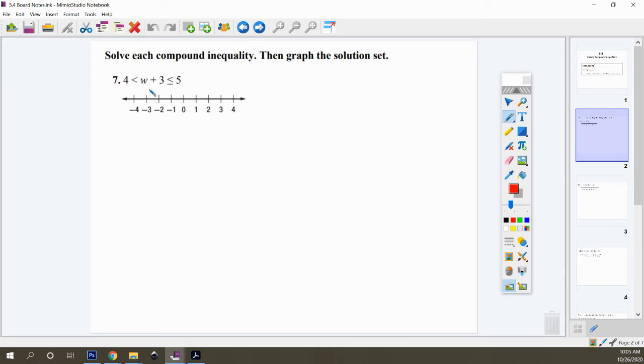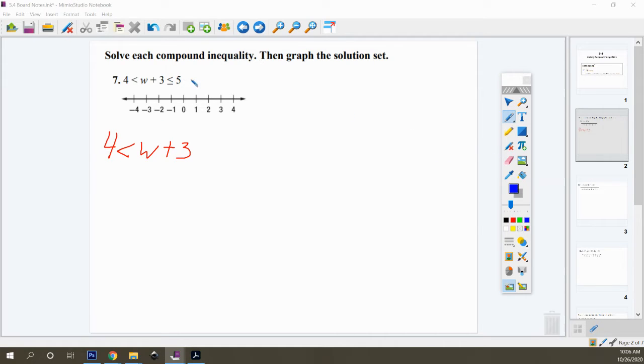But first, how do we solve it? Well, what we need to do is split this into two parts. I'm going to write my answer however my problem was written, so my answer is going to look something like this. But for right now, I need to split it apart, and you always split it at the symbols. So 4 less than W plus 3. And then when I get to my second symbol, I'm going to split it right there and pretend like this part doesn't exist, and we're just going to solve that. So I have 4 less than W plus 3.